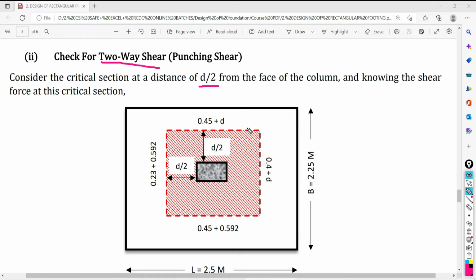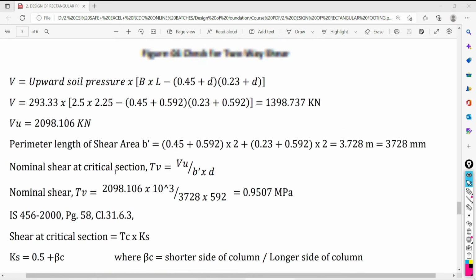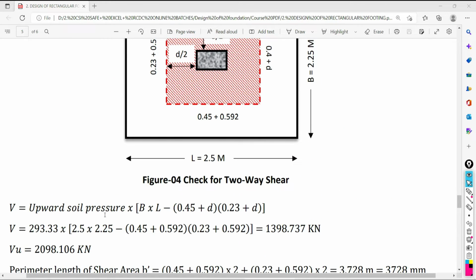After that we need to find out how much shear force is going to be developed at this critical section, which we are considering at a distance of d by 2 from the face of your column in all directions. So the concept is: for finding out the shear force, the formula is going to be the upward soil pressure, whose unit will be kilonewton per meter square.